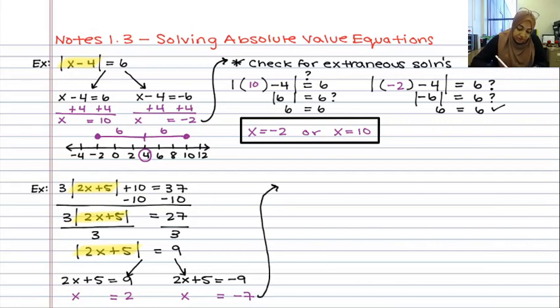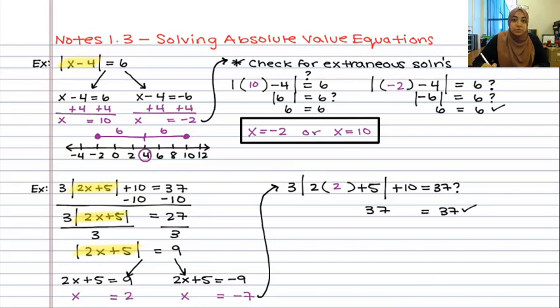So I'm just going to come up here and check my work. And again, all you do is substitute back into the original equation. 3 times the absolute value of 2 times, my first solution was 2, plus 5, plus 10. Does that equal 37? And if you go ahead and solve, you will see that yes, you get a 37 on the left and you get 37 on the right. Now you should actually go do it on your own, but for the purposes of the video and keeping it brief, I'm not showing it. Make sure to ask in class if it's something you don't understand.